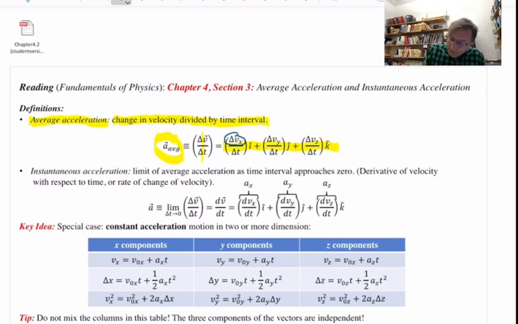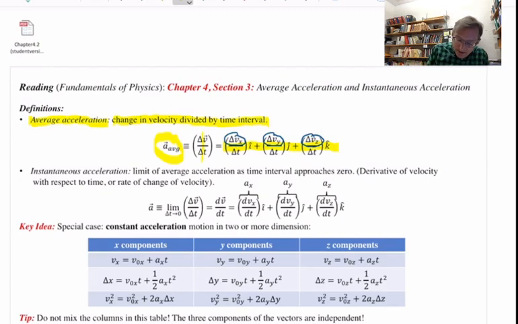Add to that the change in the Y component of the velocity, delta V sub Y, divide that by delta T and multiply by J hat. Add to that the change in the Z component of the velocity, delta V sub Z. Divide that by delta T and multiply by K hat. And you have A average vector. Same definition as Chapter 2, just more terms to keep track of.